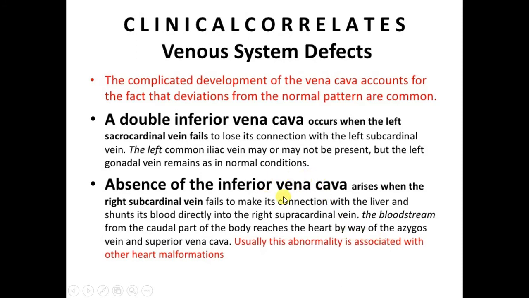If the inferior vena cava formation at the liver site or below it loses connection with the right supracardinal vein, then the blood will drain through the azygos system and the superior vena cava. So there is no inferior vena cava draining into the right atrium. And this abnormality is usually associated with other heart malformations.